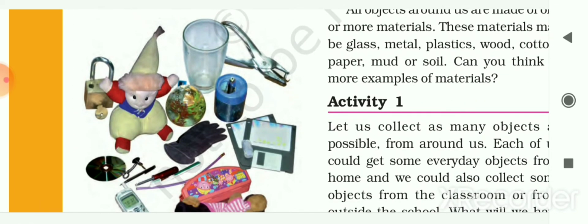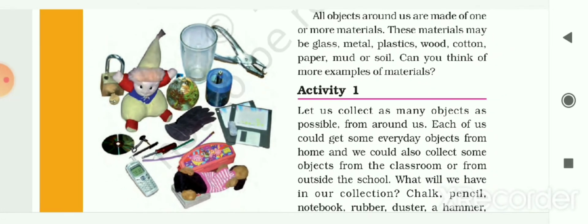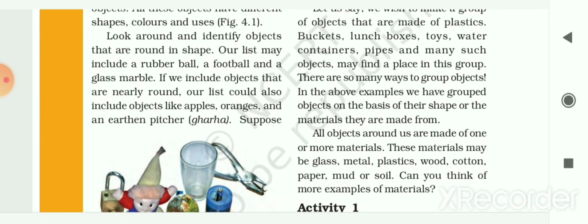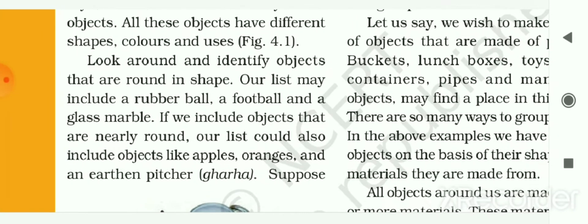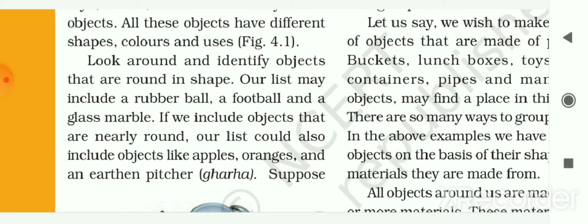As shown in this figure, different objects are shown to you. These objects have different colors and shapes, and they are made up of different types of material. So first let us see what material is. Look around and identify objects that are round in shape, and our list may include a rubber ball, a football, a glass marble, and if we include objects that are nearly round, then our list could also include apples, oranges and an earthen pitcher, or you can say matka or pot.